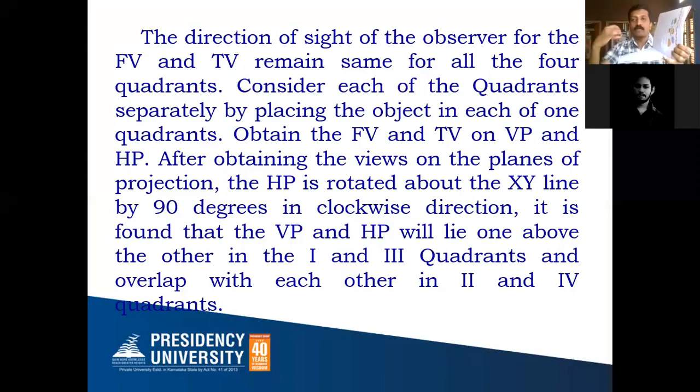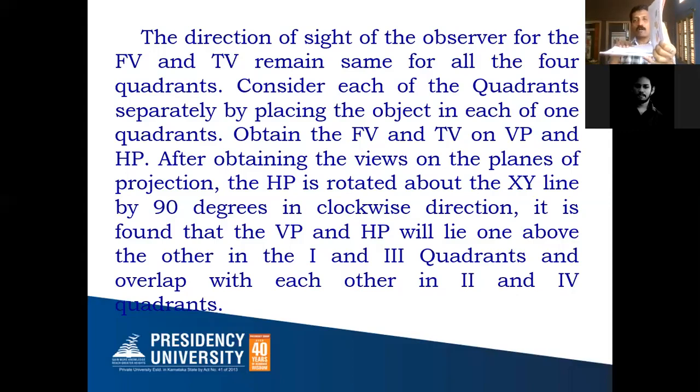The observer is here. So I cannot draw the top view on one sheet and front view on another sheet. I need to draw the projection. The definition says we have to represent the three-dimensional object on a two-dimensional plane. For that, what is the procedure that we have to follow? This is the first quadrant. If you see from the top, you are going to get the view on the horizontal plane. If you see from the front side, you are going to get the view on the vertical plane. So how to draw both front view and top view on the same two-dimensional sheet or your sketchbook?